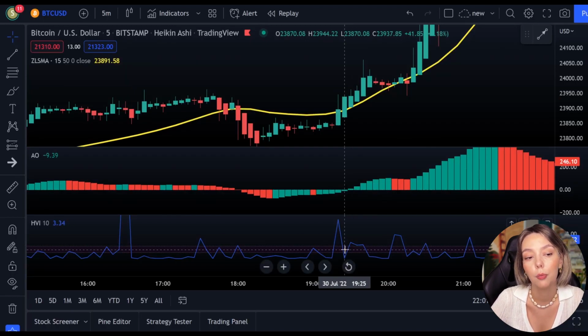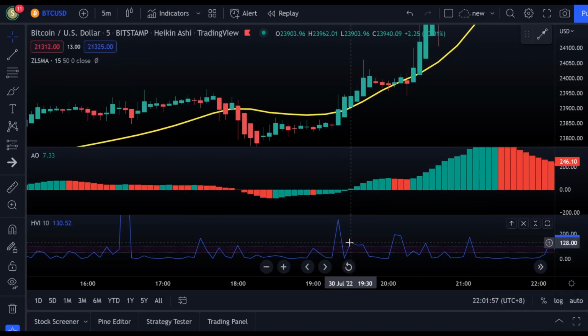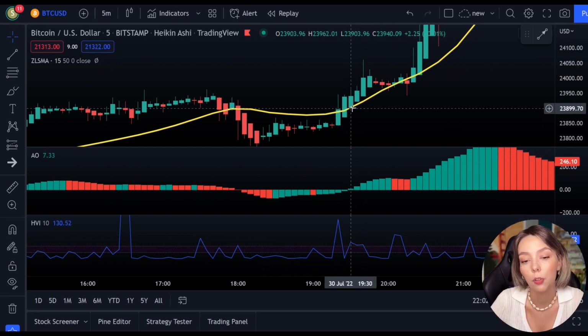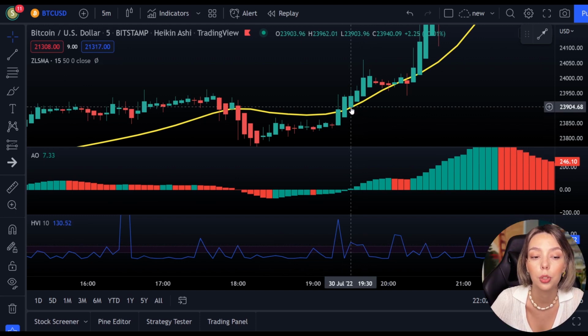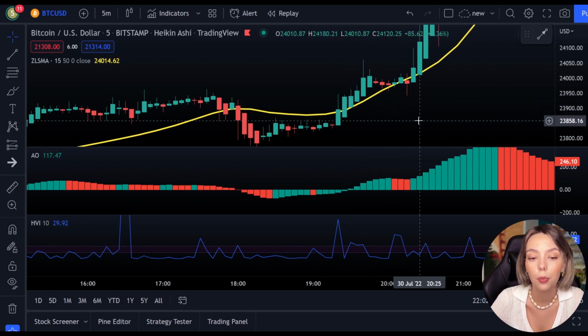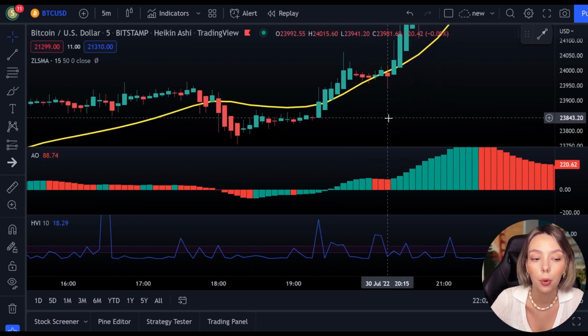Third, we need to have a volume spike. This means that this volume blue line has to break above the 100 level, and the last condition will be to have our trigger candlestick bullish without a lower wick. If one of these conditions is not met, we are simply going to skip the signal.